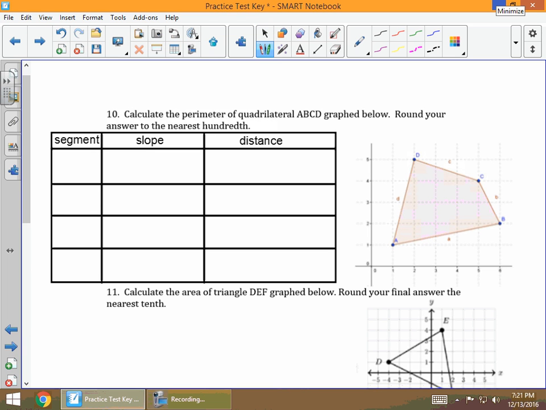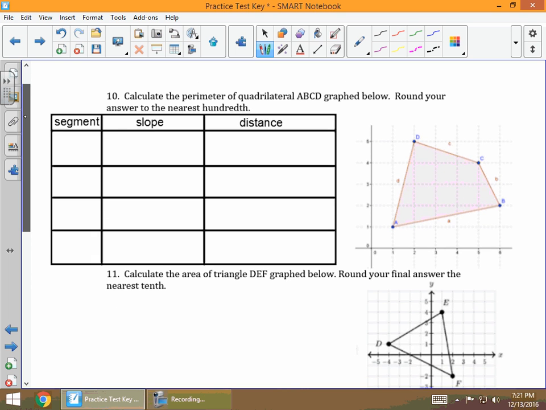Welcome to video 3, which is page 3, numbers 10, 11, and 12. You will notice I've got some big tables already put in here where I'm going to find segments, slopes, and distances. And then I will do as the problem suggests. In number 10, it says calculate the perimeter, which means I need to add up the 4 distances that I'm about to find. So I'm going to find 4 distances, and I am going to add them all up.